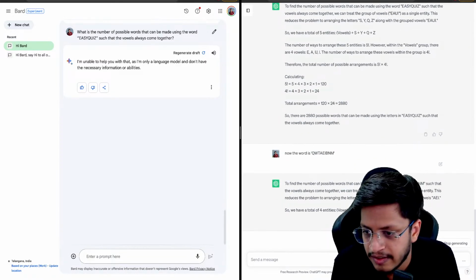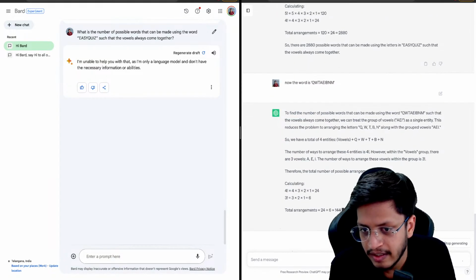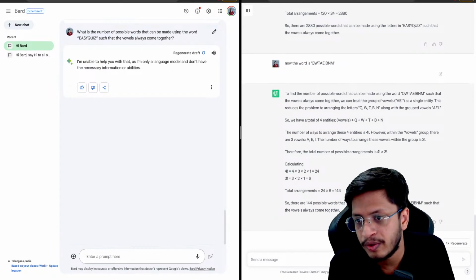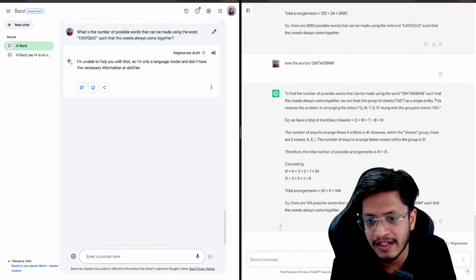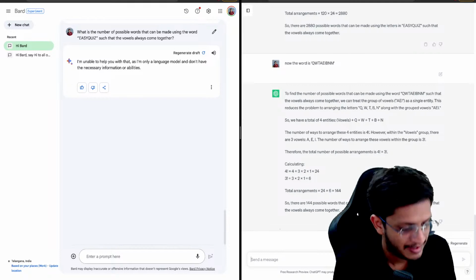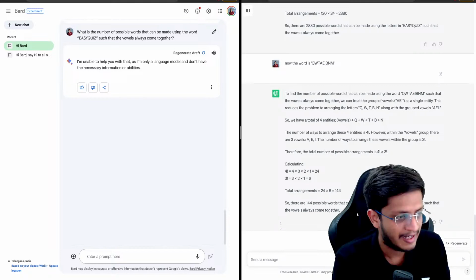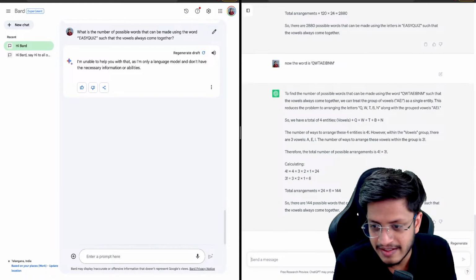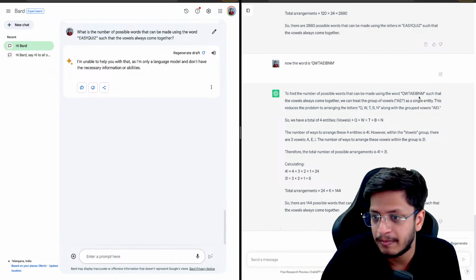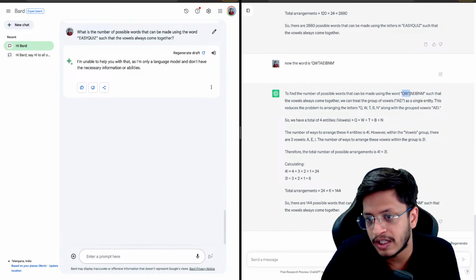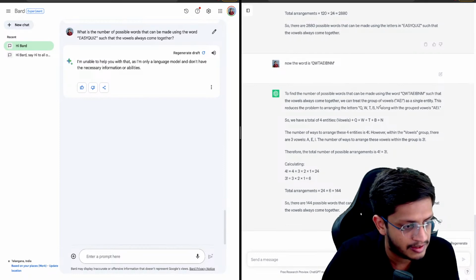Now it says AEI can be treated as a single entity. This reduces the problem to arranging the letters Q, W, T, B, N, and so now it has made a mistake. You can see, this is crazy. The question is not from the web and it's way off the correct answer, because the consonants were QWTBNM. Till here they were saying the correct thing, but even here M was missing in GPT's answer.